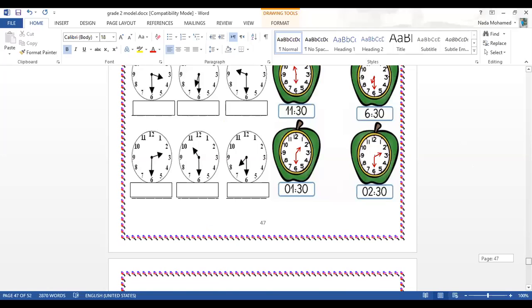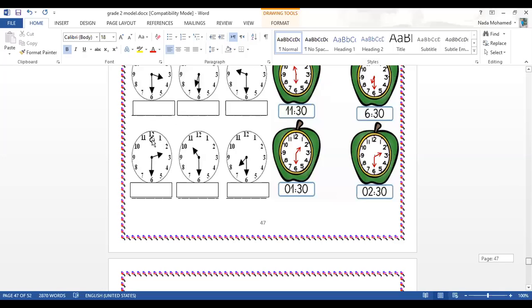Here we want to complete this clock. We will write the short hand first. Short hand is between 3 and 4. I will write the small number. Talia, pay attention, and all of you pay attention. So I will write 3. It's very simple. But the long hand points to 6.